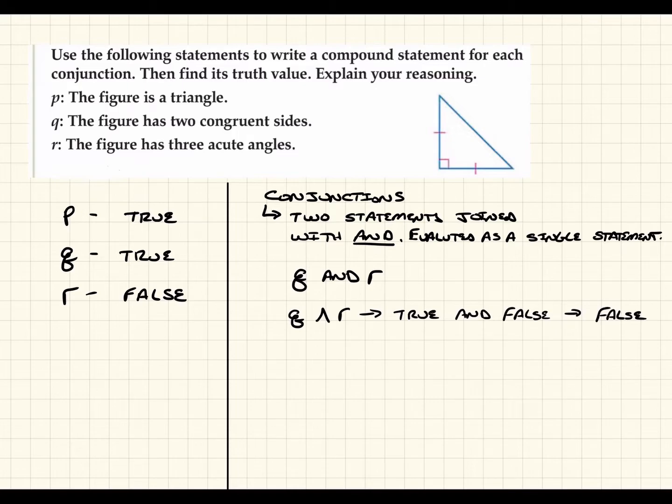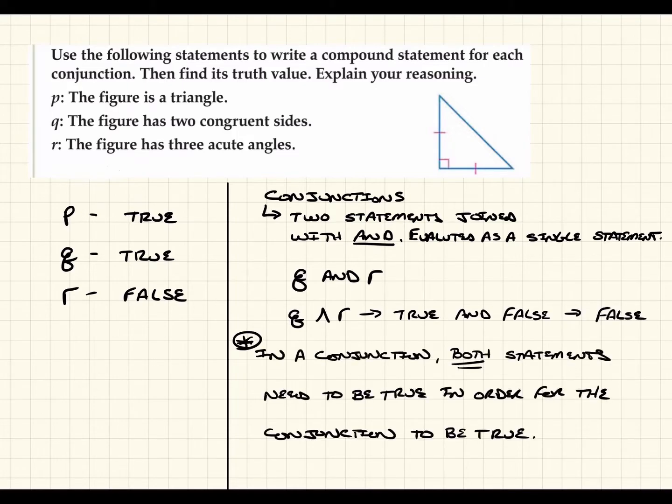In a conjunction, it's very important to understand that both halves of the conjunction have to be true in order for the entire conjunction to be true. So in a conjunction, both statements need to be true in order for the conjunction to be true. In this situation, because the figure does not have three acute angles, the conjunction Q and R is false.